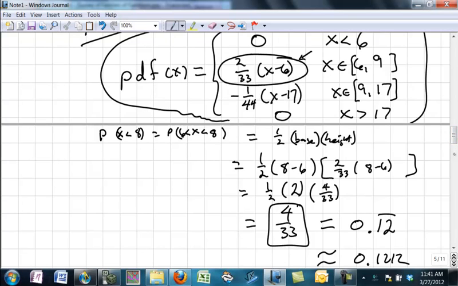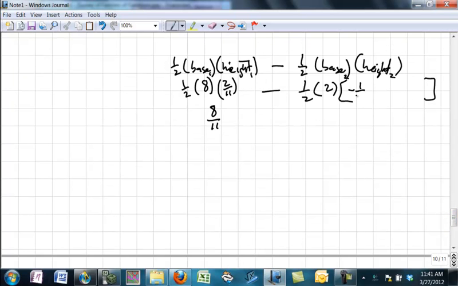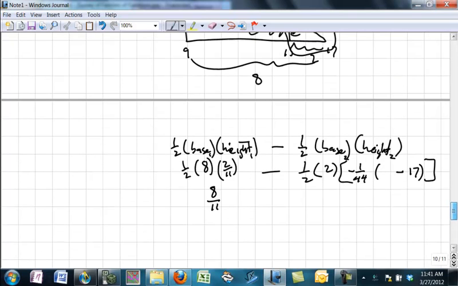Negative 1 over 44 times x minus 17. What's x? In this case it's 15. So this is negative 2. Negatives cancel, the 2's cancel, and negative 2 cancels the negative, and 2 over 44 is 1 over 22. Multiply by 2 over 2 here, and we get 16 over 22 minus 1 over 22 is 15 over 22.